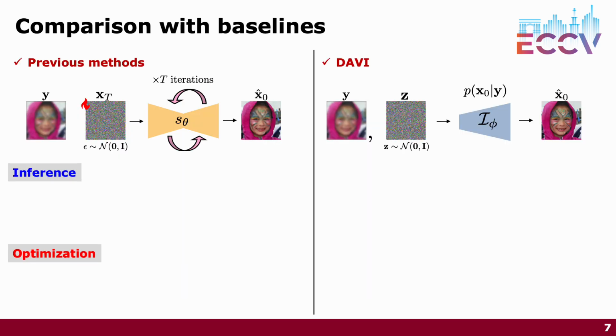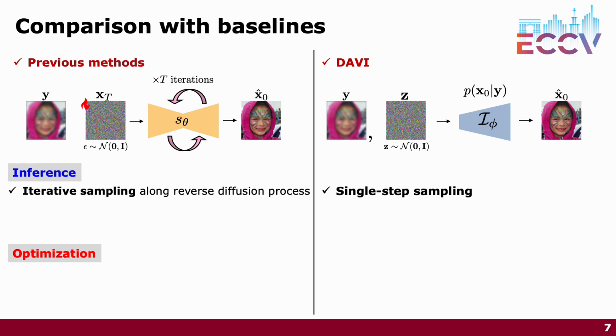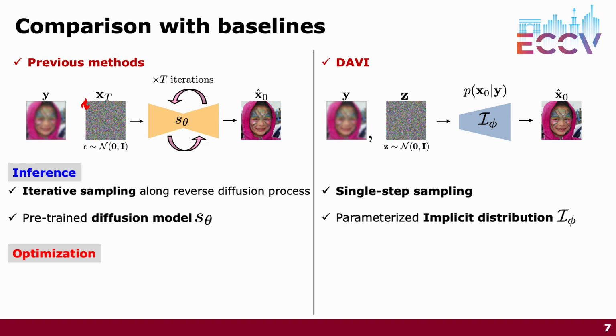DABI and previous methods are compared from two perspectives, inference and optimization. Existing methods use iterative sampling along the reverse diffusion process that rely on a pre-trained diffusion model. However, DABI performs single-step sampling using a parameterized implicit distribution.